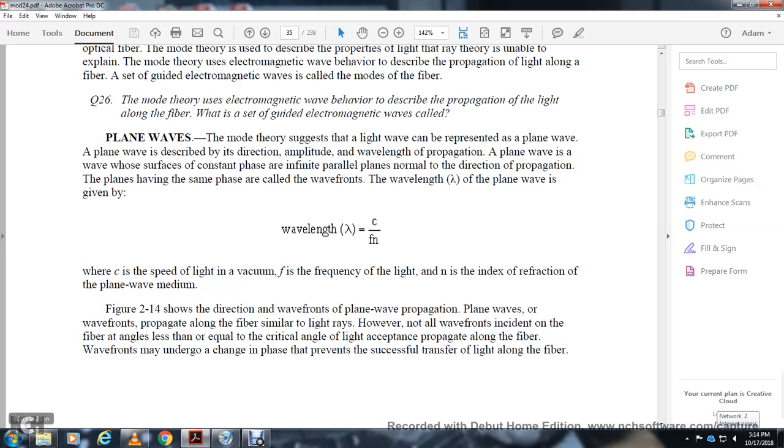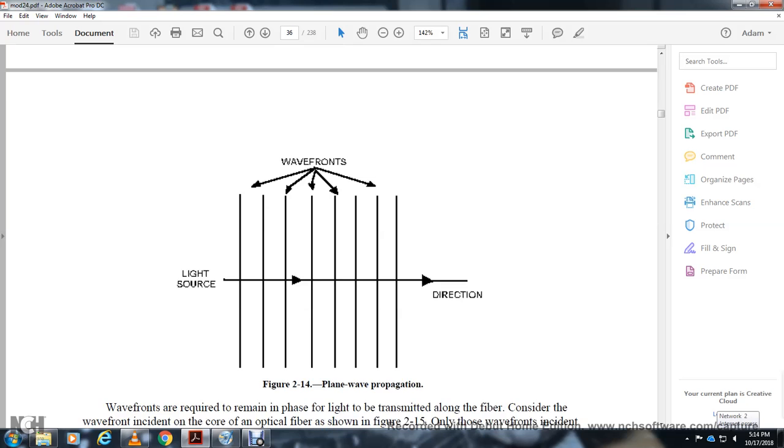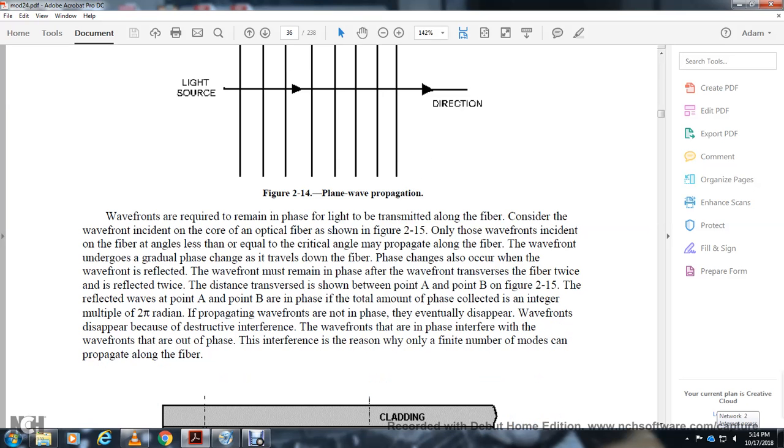When the fiber angle is less than or equal to the critical angle of light, light is propagated along the fiber. Wavefronts undergo a change of phase that can prevent the successful transfer of light along the fiber. The wavefronts are required to maintain the phase of the light transmitted along the fiber, as shown in the core of the optical fiber in figure 2.15.